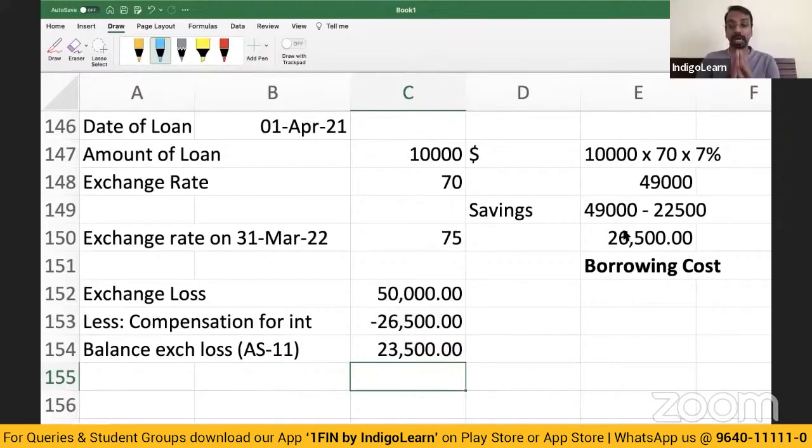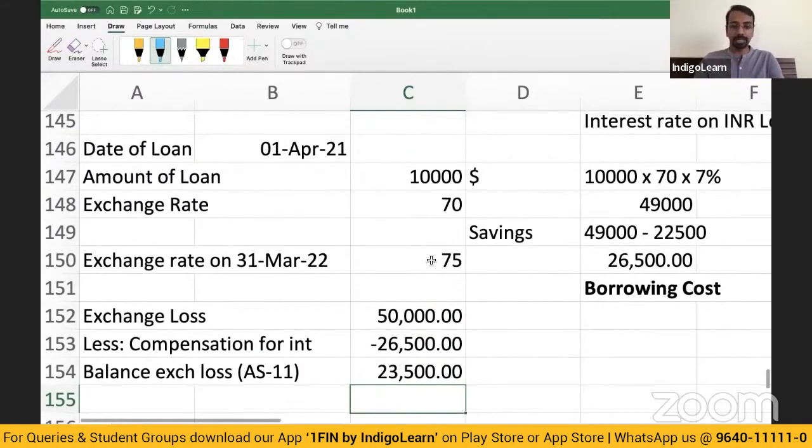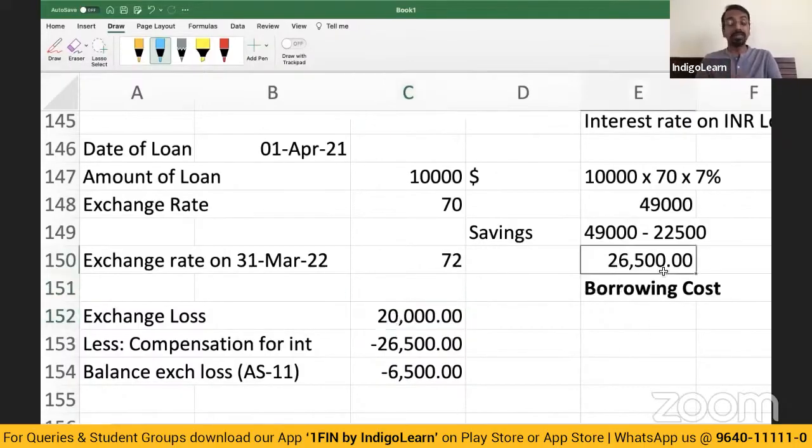Are we clear? Now, changing the example, what if the exchange rate instead of being 75 was 72? What is the exchange loss? 20,000. What is the savings in interest? 26,500. Now the entire 20,000 in the second case is compensation for interest. There is no balance exchange loss for AS11, so you will not take anything to AS11.